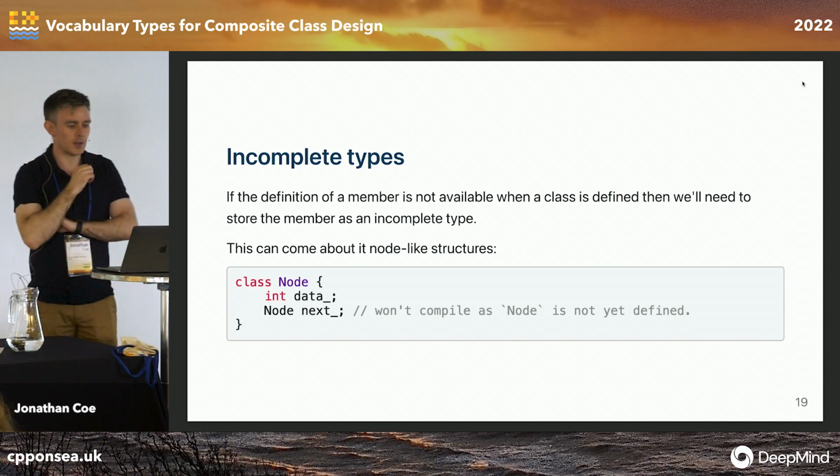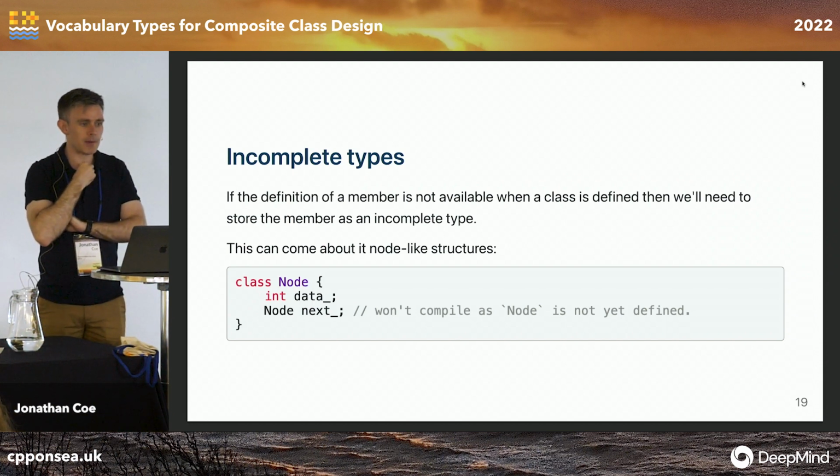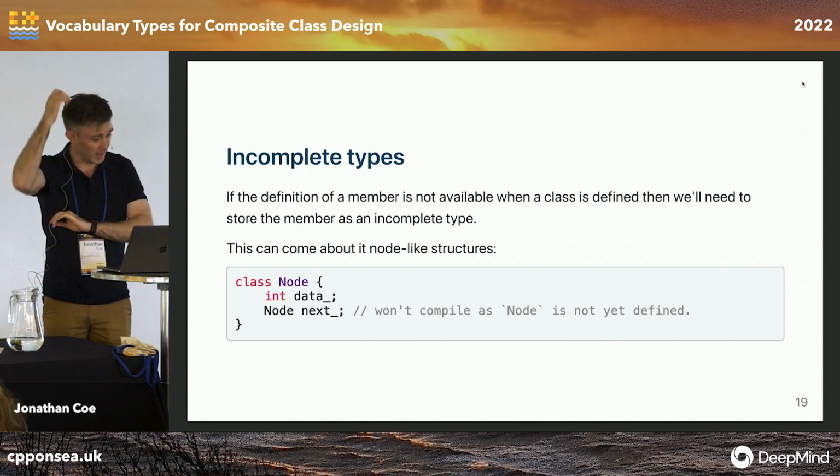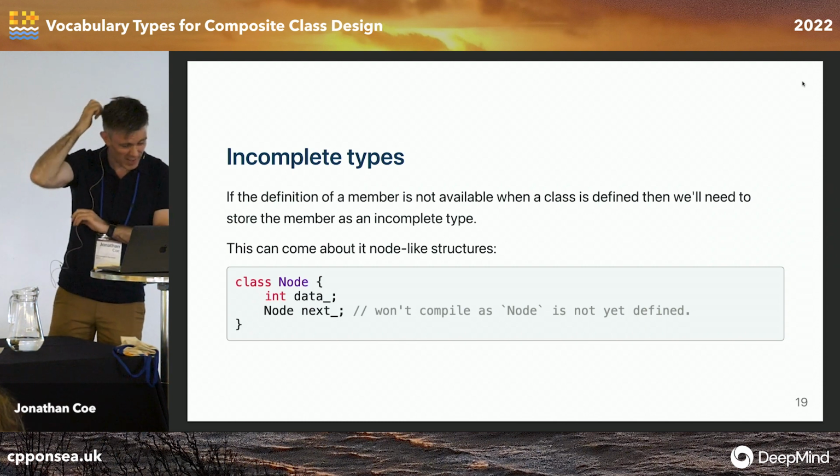Another concern is the need for incomplete types. If the definition of a member is not available when a class is defined, then we'll need to store that member as an incomplete type somehow. This can come about in node-like structures. So a singly linked list, probably not a very good instance of one. We have node, which contains data, and then it's got a pointer to next. Probably should have been last or previous.